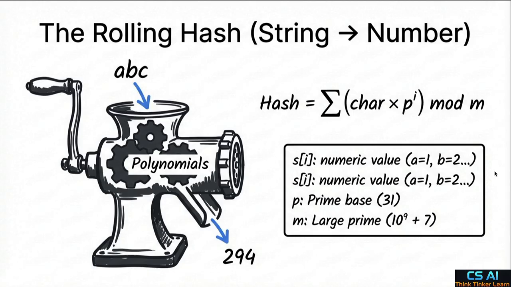The formula looks complex, but the idea is simple. Every unique string gets a fingerprint number. This fingerprint is what we'll use to identify matches in record time.